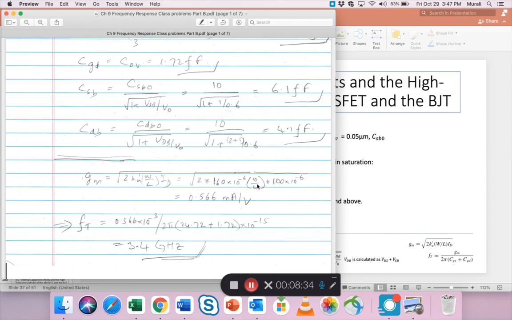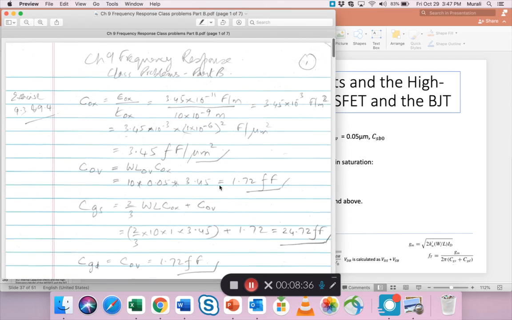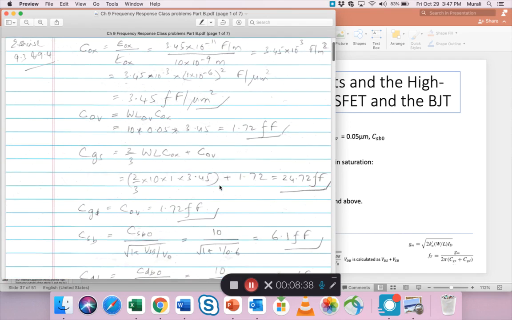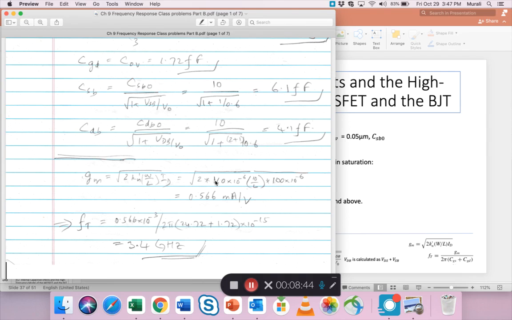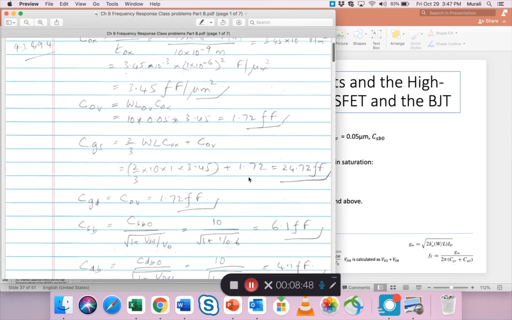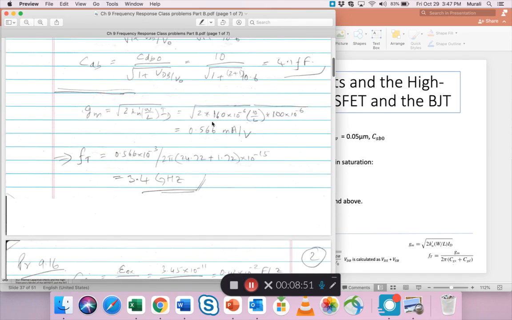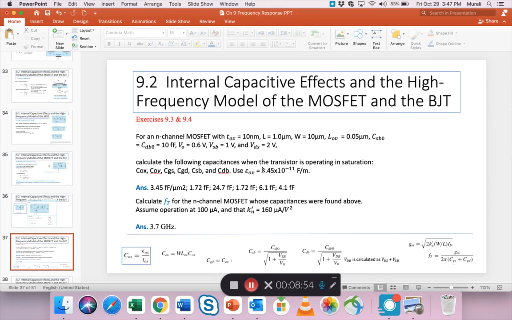Then we have W by L. Now Kn prime, I don't know if I showed where to calculate it. Sorry, I didn't. So let me tell you what this is. This is mu n into COX, right? You remember the formula for Kn prime. So mu n, oh, I've given it here. Kn prime is 160. If you didn't have it, then you can still find it as COX into mu n. And you have to look up mu n, which is a constant. But it's given here, so that's good.